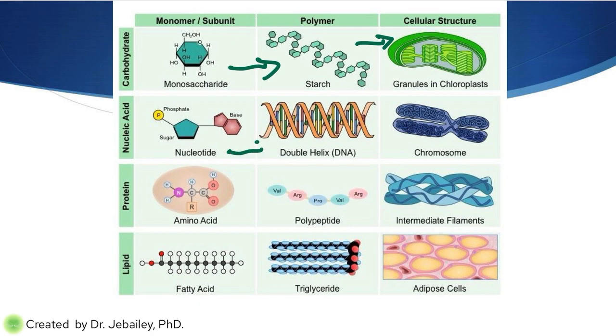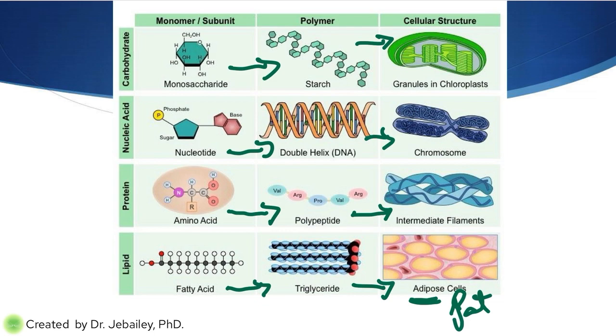Nucleotides, for example, make up DNA, and the DNA will make a chromosome. Amino acids will become a polypeptide, and this will become filaments, and it can actually construct the cytoplasm or muscles and so forth. Fatty acids will become triglycerides, and these will become adipose cells, where the word adipose means fat cells. So you can see we're starting from the smallest thing and moving towards the big stuff. That's why it's very important that you learn the smallest things so you can understand how we're building the big ones.